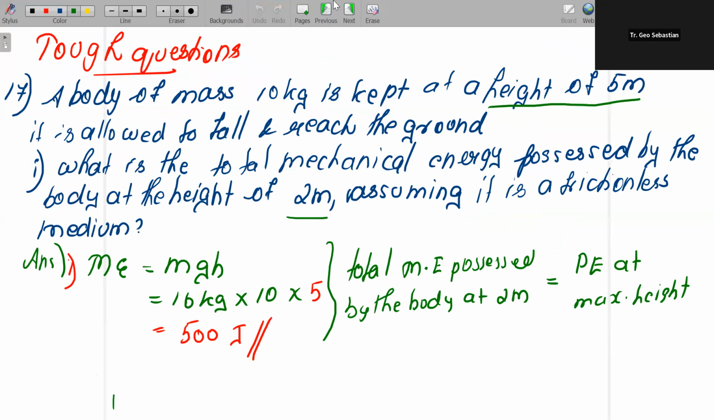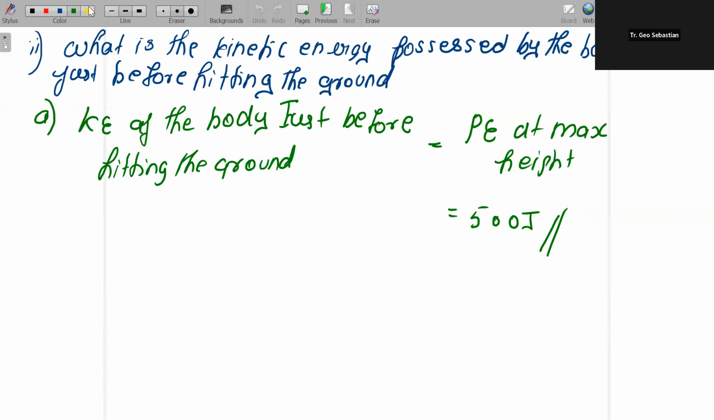Now the 18th question is very important because from the first chapter, force, we are expecting one question like this. Please underline it, right? Very important.